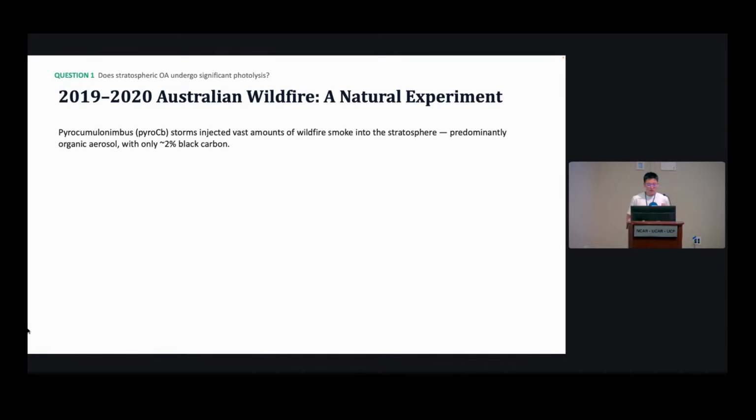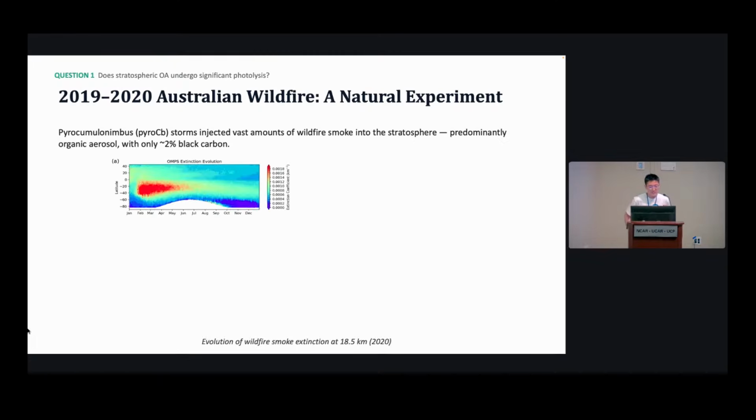Besides airborne observation, the Australia wildfire actually provides a really great opportunity for a photolysis test, because after the 2020 Australia wildfire, pyroCb injected a lot of wildfire smoke into the stratosphere, and it is dominated by organic aerosols with about 2% black carbon aerosols. We first look at the OMPS satellite observation. It shows the extinction anomaly existed for over a year, consistent with the stable property of the organic aerosol. So we are wondering, what if we put the same amount of wildfire aerosol into the model? What happens?